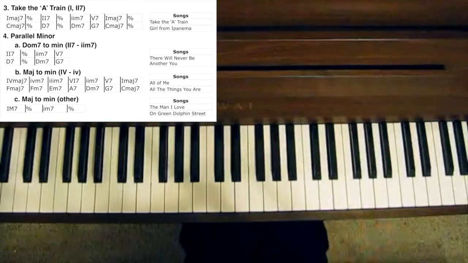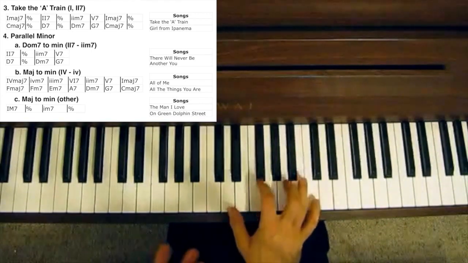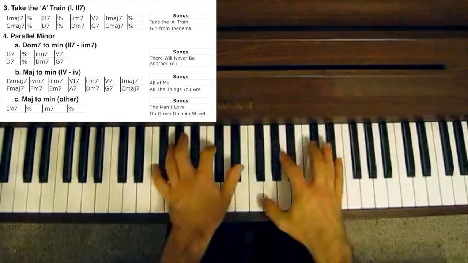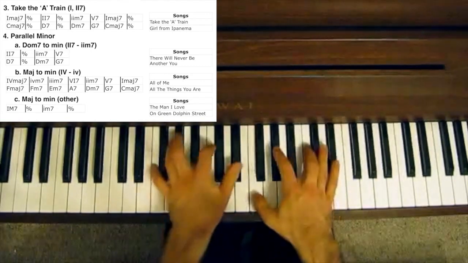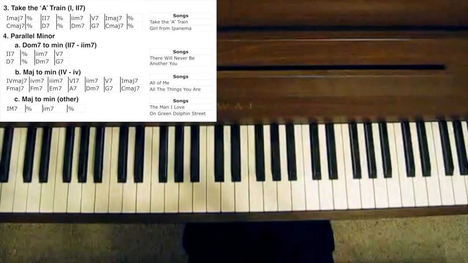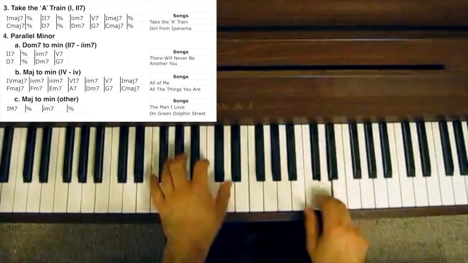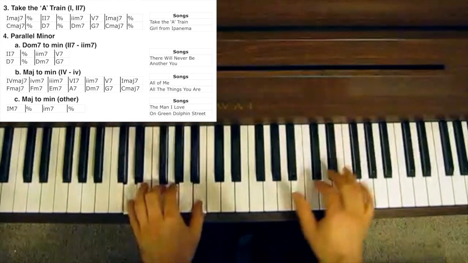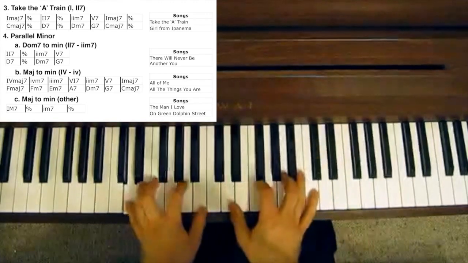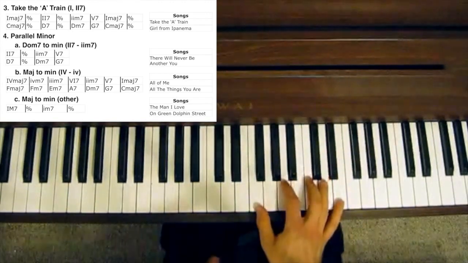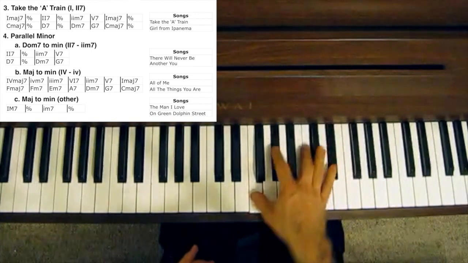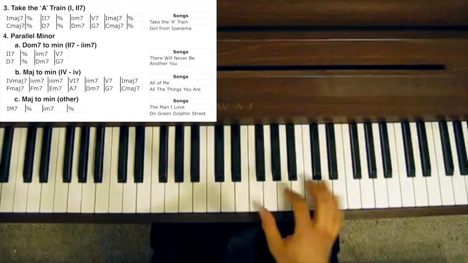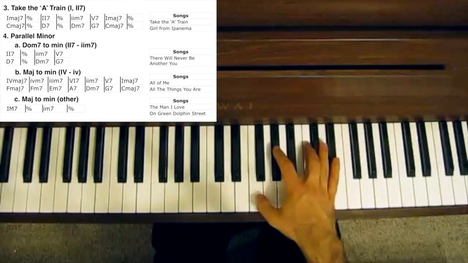Another way parallel minors are used is rather than going from the dominant chord to the minor, you can go from the major to the minor. And often that's used with the 4 chord, so going from the major 4 to the minor 4. Now that's used in the song All of Me towards the end of the song. So that effectively goes F major 7 to F minor 7, E minor 7 to A7, D minor 7 to G7 to C. So that's your parallel minor there, your F major 7 going to F minor 7.